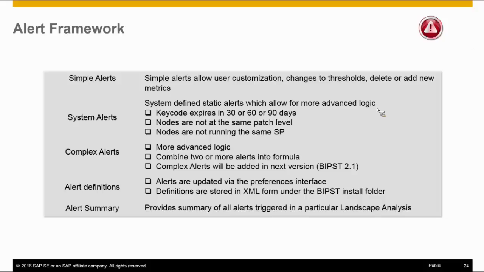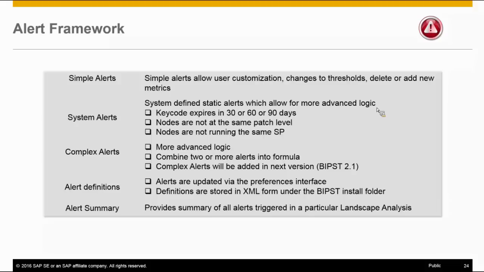A simple alert is limited to one property or metric with one operator, like greater than, less than, contains, etc., and then one threshold value. In a future version, we'll have what's called complex alerts that will allow you to combine those simple alerts with and or, so that you can do more complex evaluations of the data.